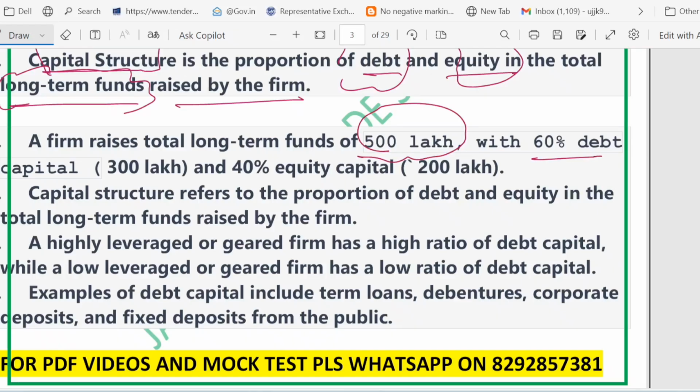Out of this, 60% is debt. 60% means what? 300 lakh. 300 lakh is the debt and 200 lakh is the equity, right? So the mix of debt and equity is called the capital structure. This is called capital structure.